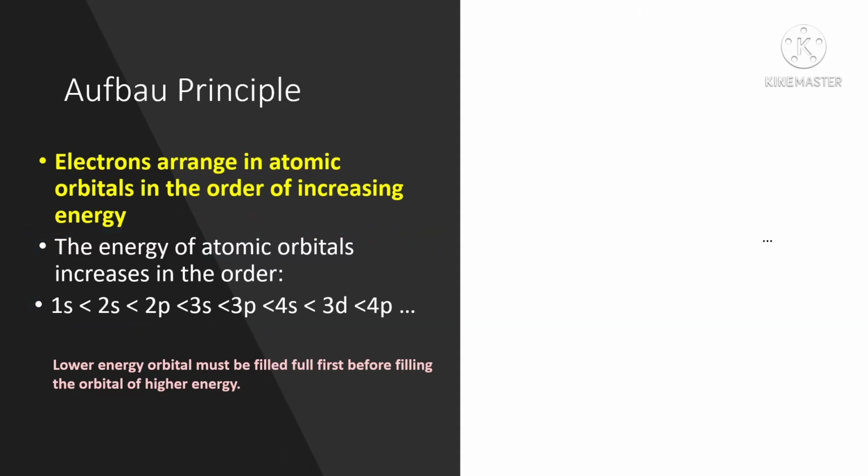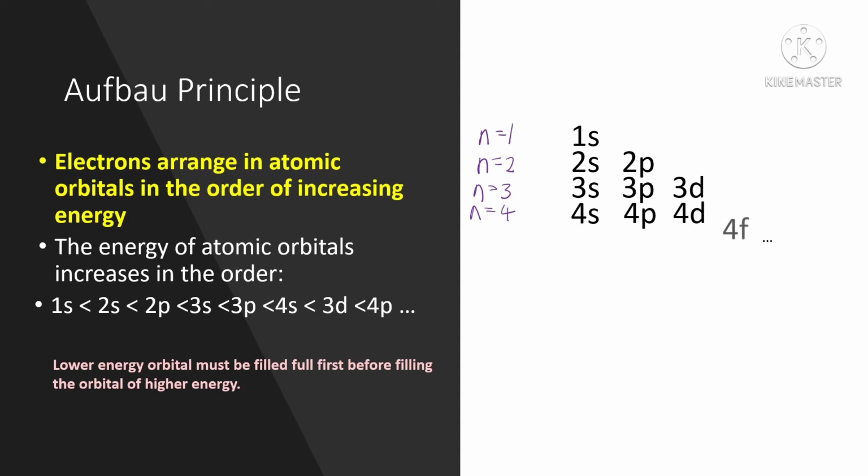To get the order, first we need to list out the subshells involved for each energy level. For example, n equals 1, we have the 1s subshell. For n equals 2, we have 2s and 2p subshells. For n equals 3, we have 3s, 3p, and 3d subshells. For n equals 4, we have 4s, 4p, 4d, and 4f subshells. And n equals 5, we have 5s, 5p, 5d, 5f, and so on.